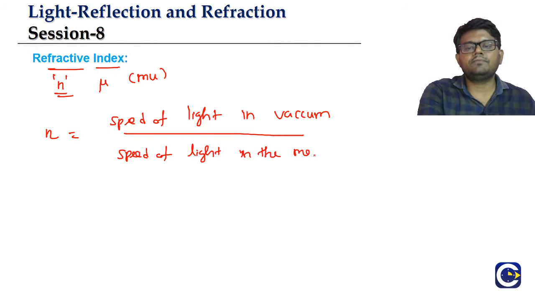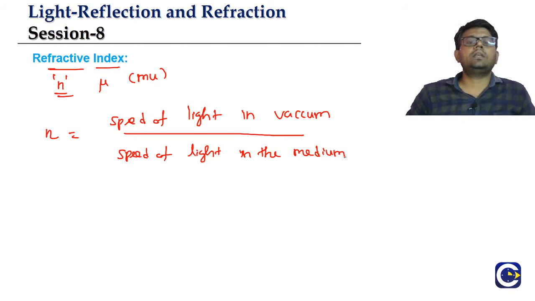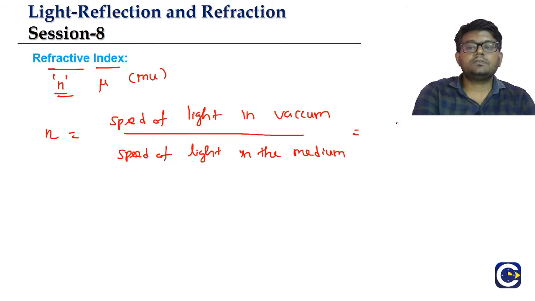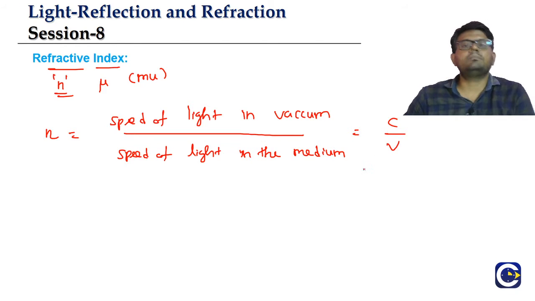So whatever medium for which we want to measure the refractive index, the refractive index value will be the speed of the light in vacuum divided by the speed of the light in the medium. Generally we put it like this: C is the symbol for speed of light in vacuum, divided by V, the symbol used for speed of light in the medium.